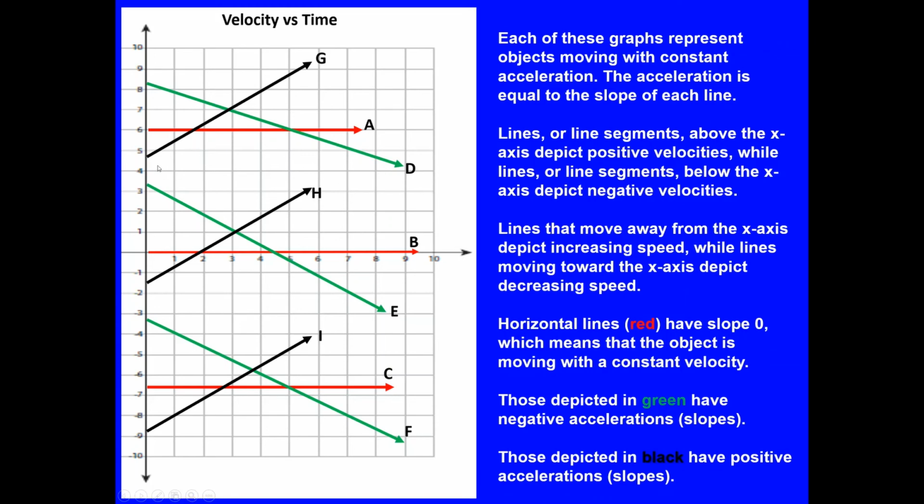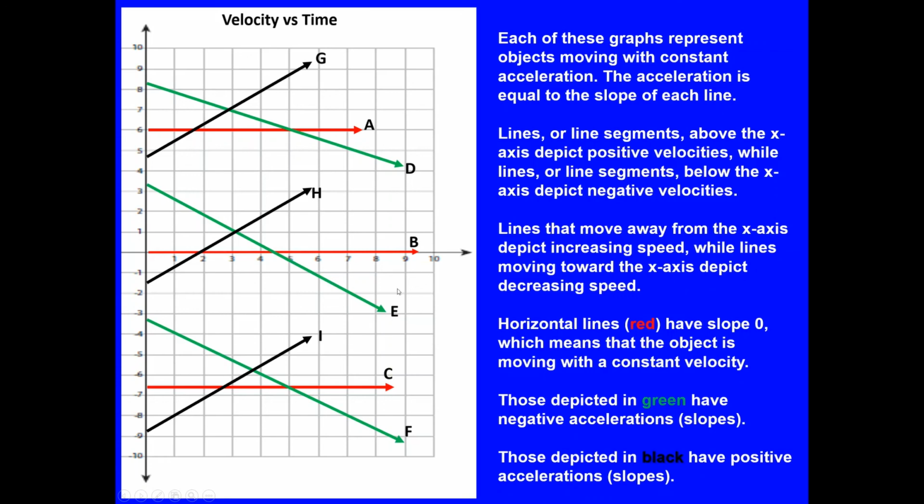Graphs that move away from the 0 velocity, which is the x-axis, like G is moving away and F is moving away, those represent objects that are speeding up. But graphs that are moving toward the x-axis, the 0 velocity, like D and I, those imply slowing down.